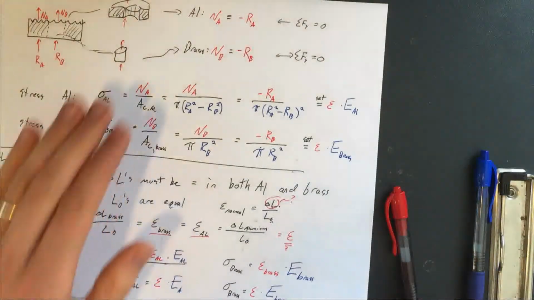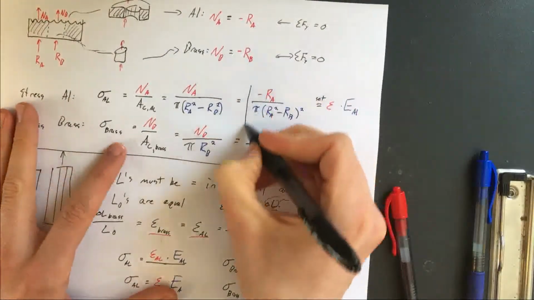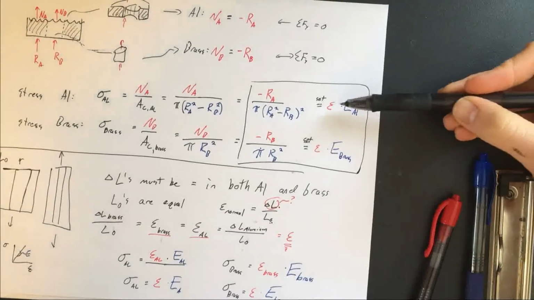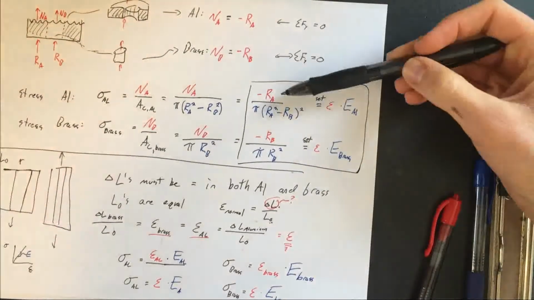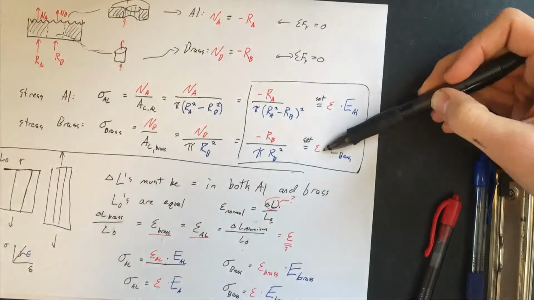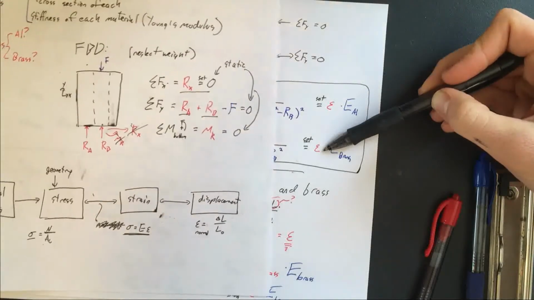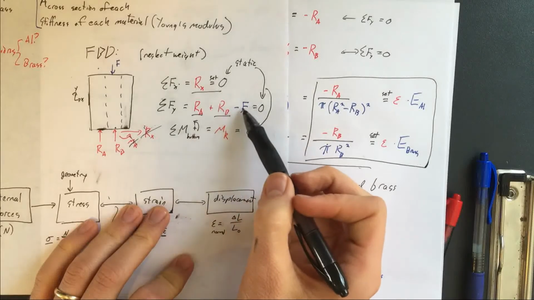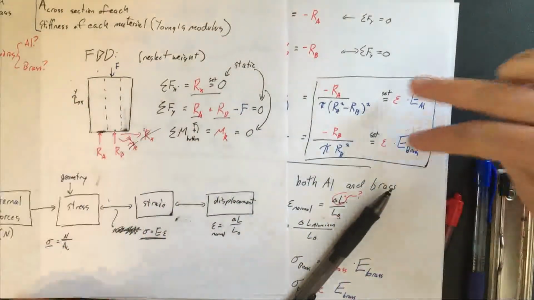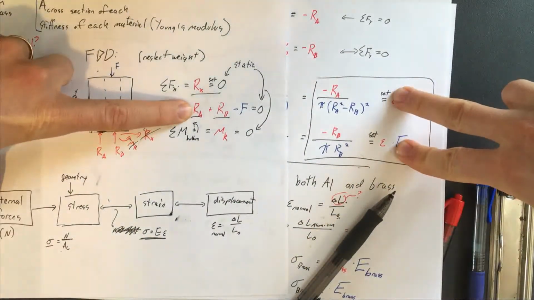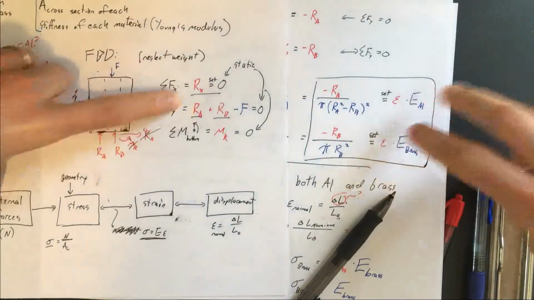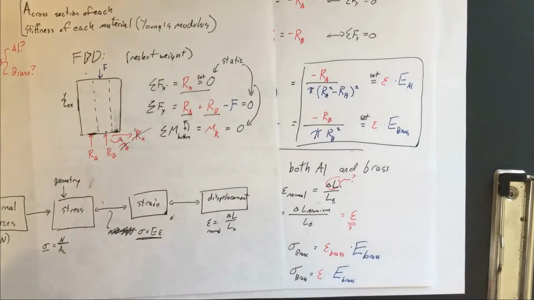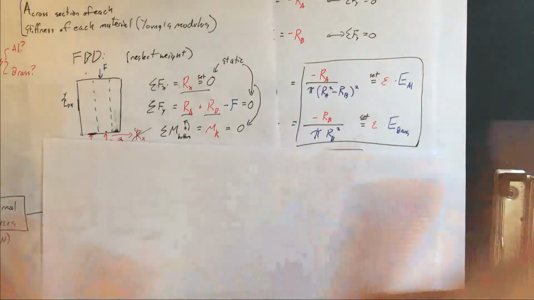So now if we look at what we have here, we have two equations and three unknowns: RA, RB, and strain. But if we tie in the equation that we had earlier, RA plus RB minus F equals 0, we have three equations and three unknowns. Yeah, we can solve this. All right, so let's square away this algebra. It's just algebra at this point.